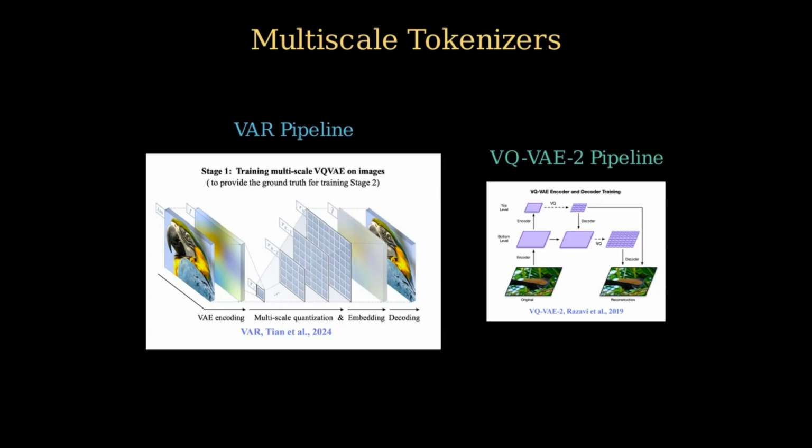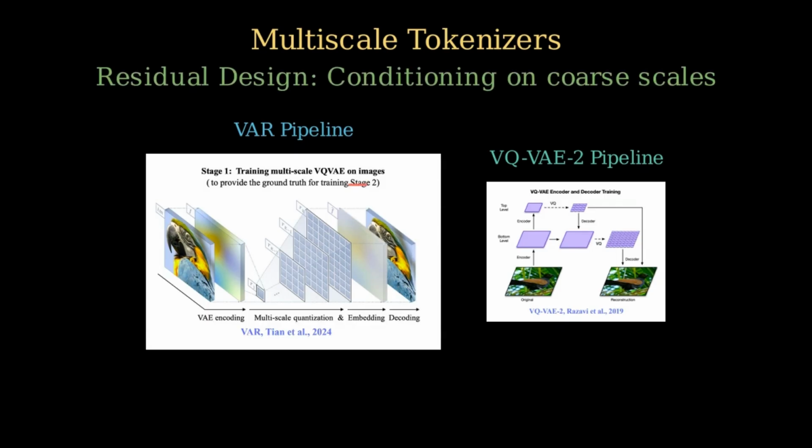VAR takes this even further by predicting multiple scales of the latent space sequentially. What makes these multiscale architectures so robust is their residual design. When the model predicts the tokens for the next, sharper scale, it heavily conditions its predictions on the coarser scales that were already generated. This guarantees that the high-resolution details will never break the underlying global structure, beautifully solving the poor context problem of standard AR.